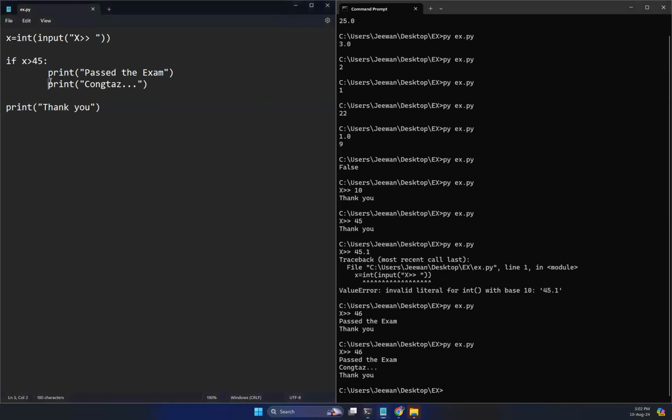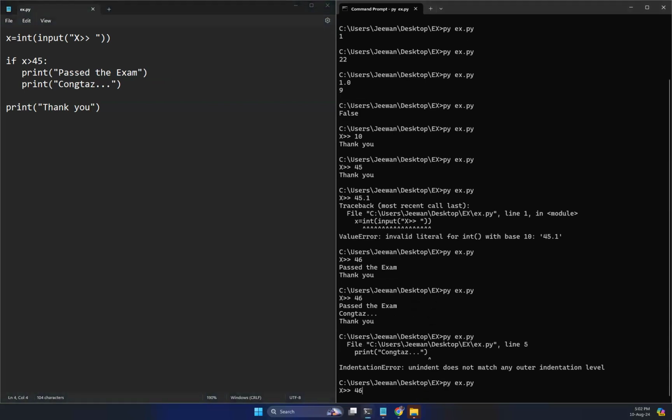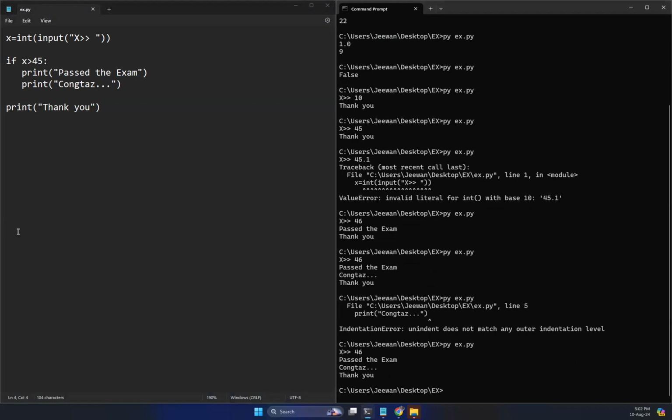If you write it like this, then you will get an error, indentation error, because unindent does not match any outer indentation level. Therefore, you need to have the same level of indentation. You have to maintain the same level of indentation.